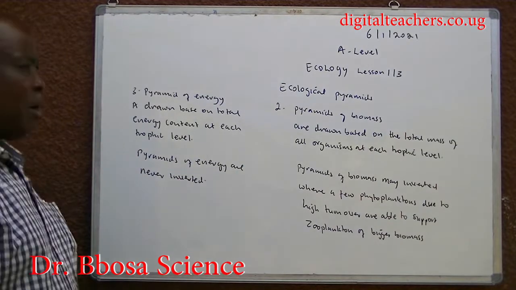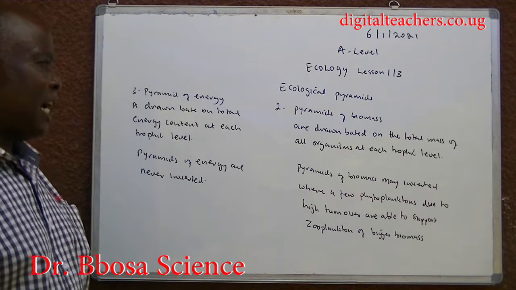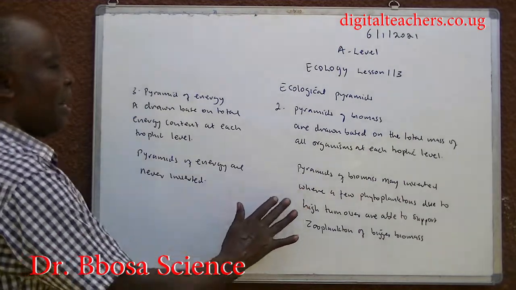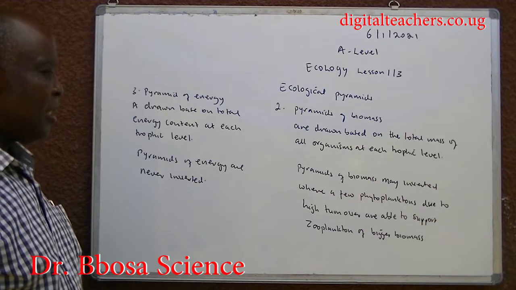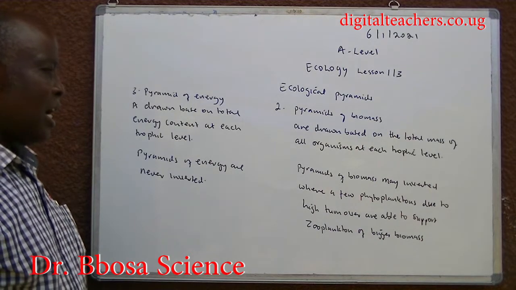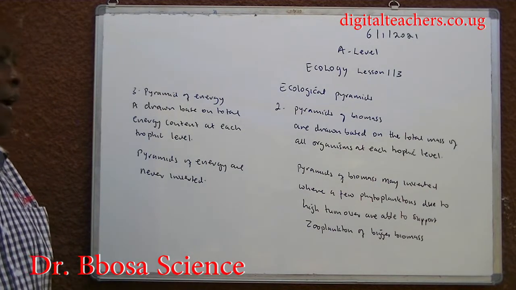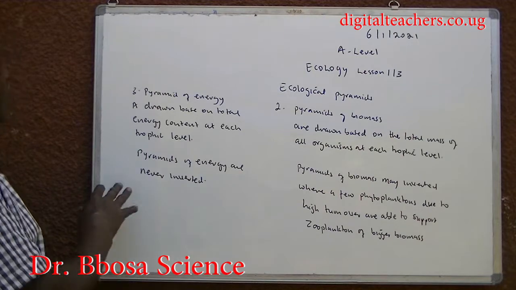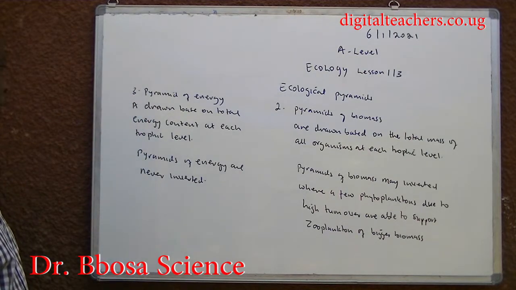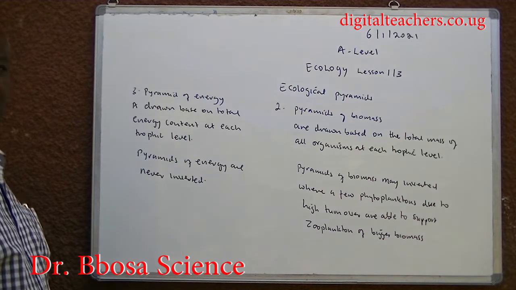2. Pyramids of biomass are drawn based on total mass of all organisms at each trophic level. Pyramids of biomass may be inverted where a few phytoplankton, due to high turnover, are able to support zooplankton of bigger biomass. 3. Pyramids of energy are drawn based on total energy content at each trophic level. Pyramids of energy are never inverted.